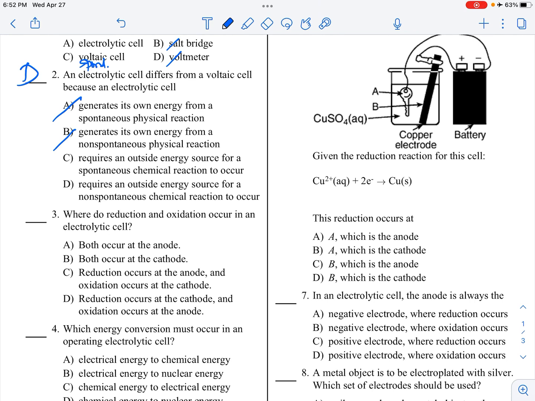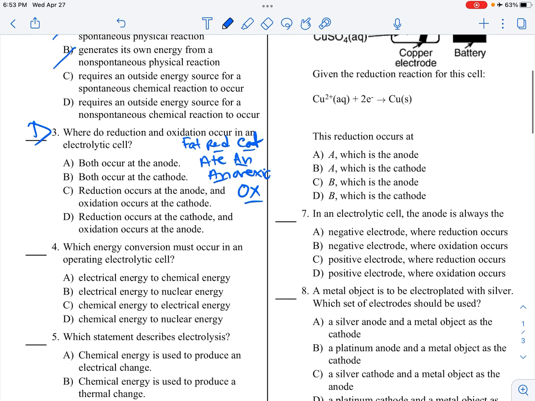Where do reduction and oxidation occur in an electrolytic cell? So, don't you remember the fat red cat ate an anorexic ox? So, red cat, reduction is at the cathode, and anorexic ox, an ox means anode is oxidation. So, reduction is at the cathode and oxidation is at the anode.